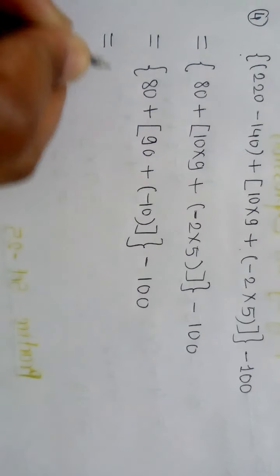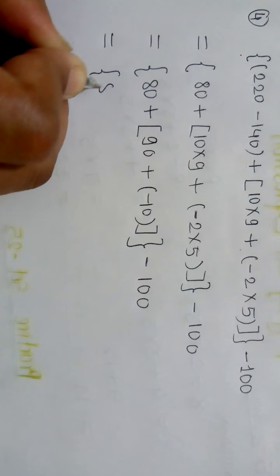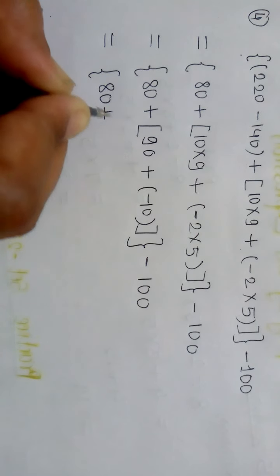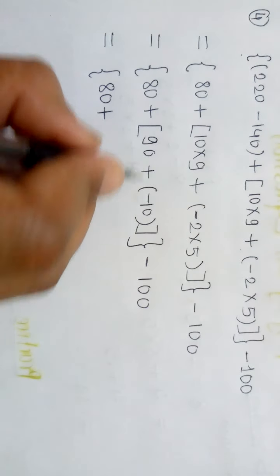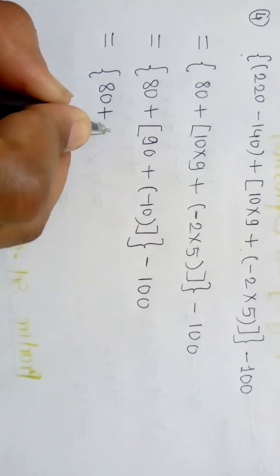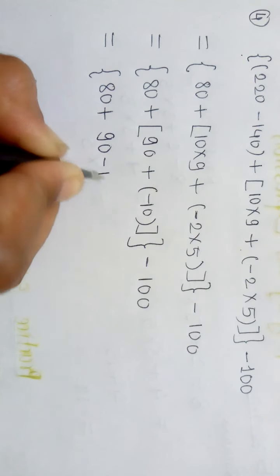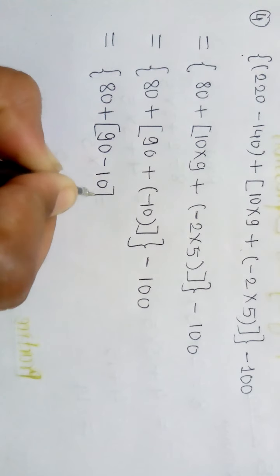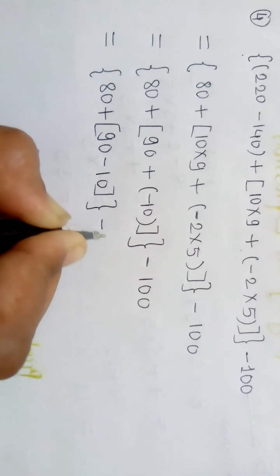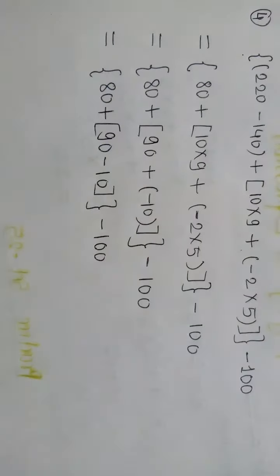Now here 80 plus, first we will remove these two signs. So I will write one step again. 90 plus minus it is minus 10 and it is in square bracket. Then curly bracket minus 100.